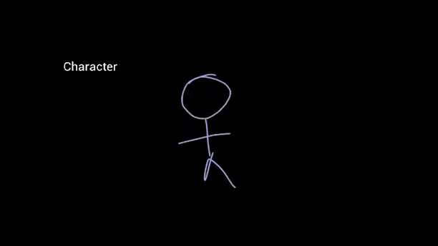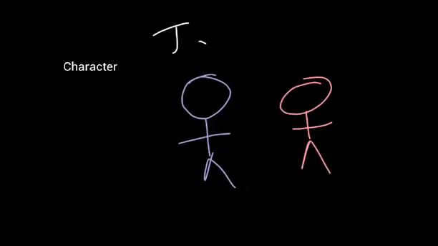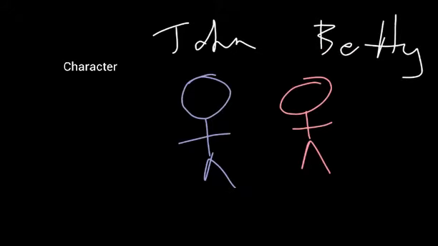So you start with a character, or, if you're feeling so inclined, you might start with two. So let's have two characters and give them a name. It might just be John over here, and we have Betty. So we have John and Betty. We've got two characters, and you know what? This could be the start of our first sentence.